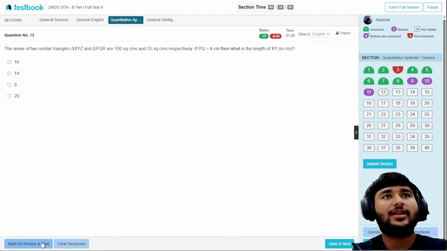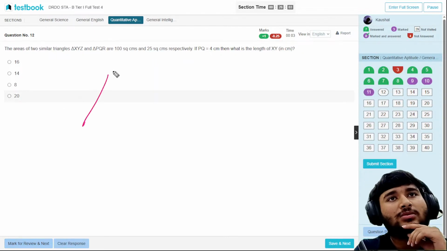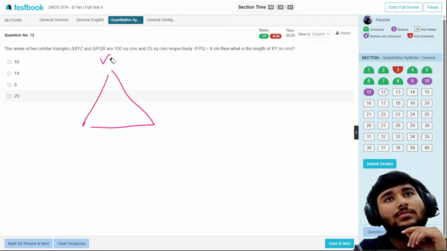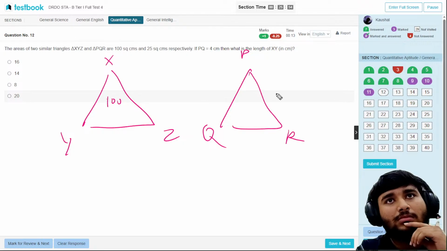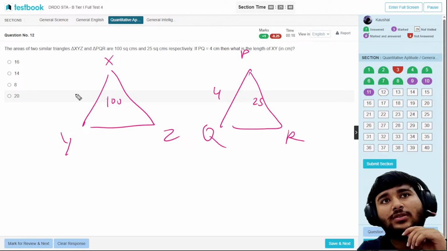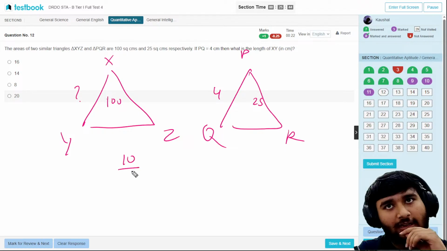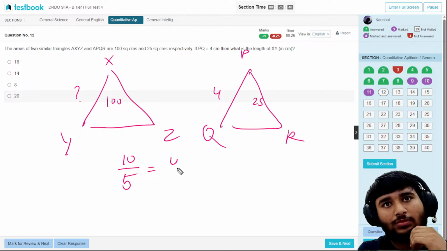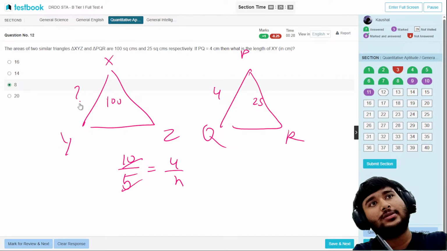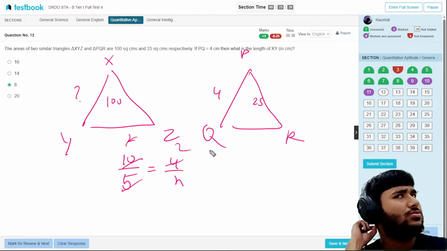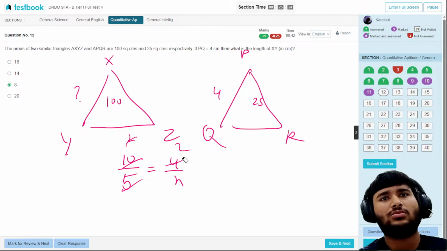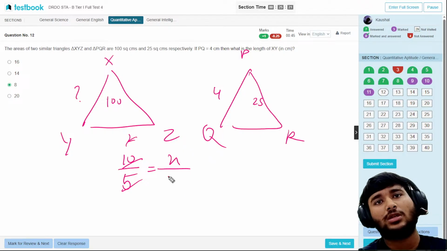What question is this? I have seen this question for the first time. Area of two similar triangles XYZ and PQR is given. PQ equals, or the other is XY. 10 upon 5 equals 4 upon X. 8. It will go here, it becomes 2, no 2, what is happening? 2, 2. X upon 4.